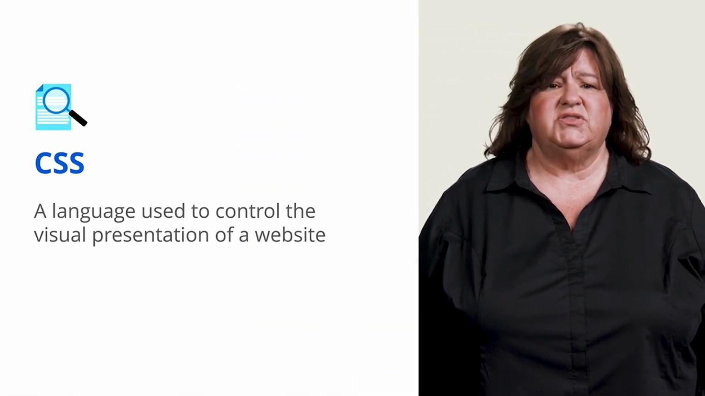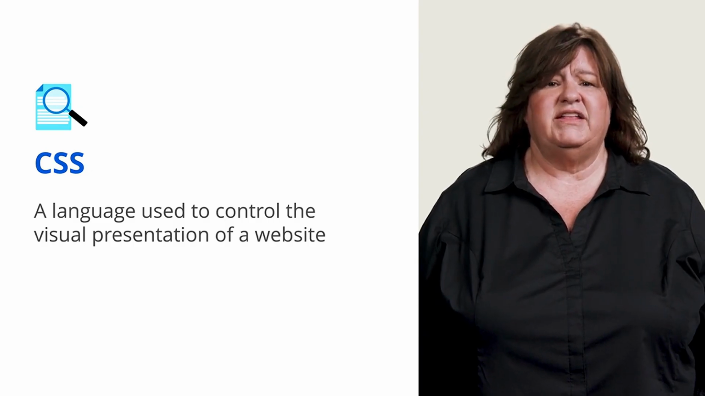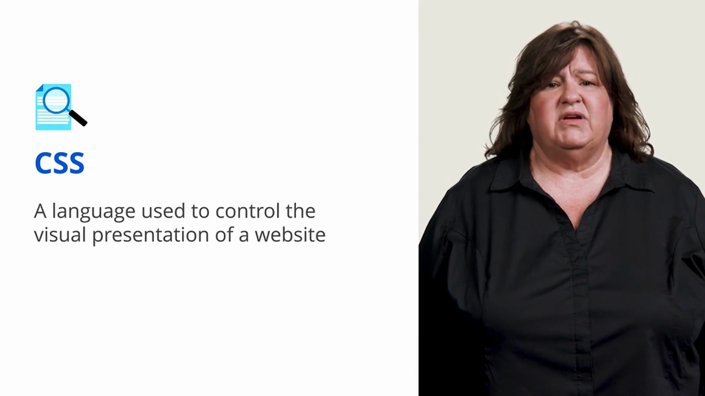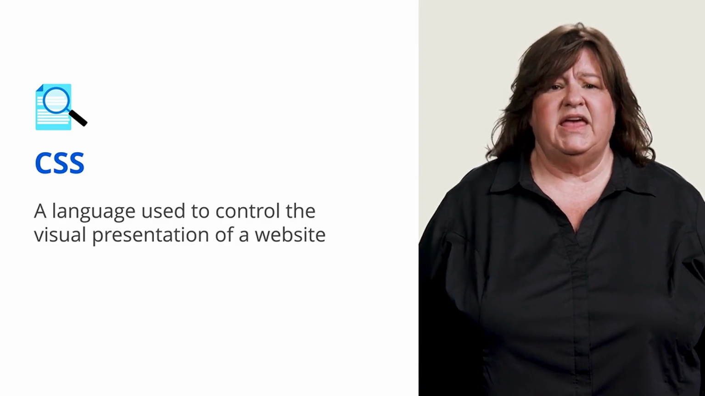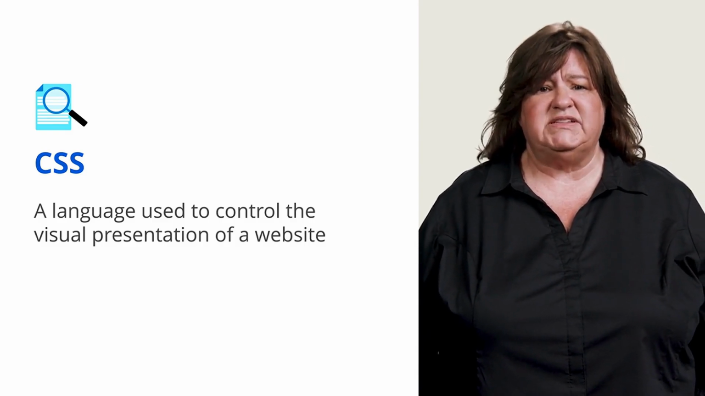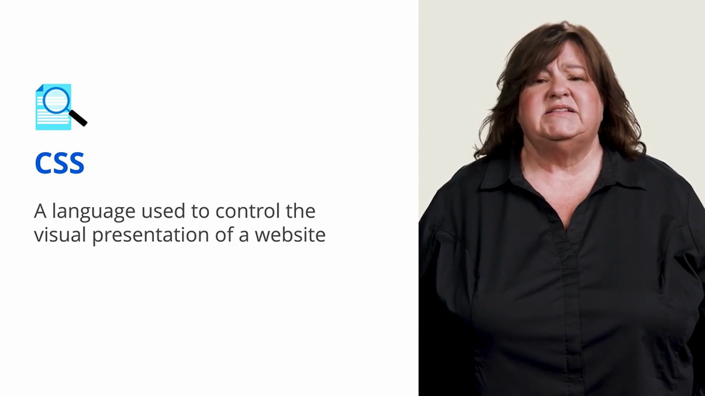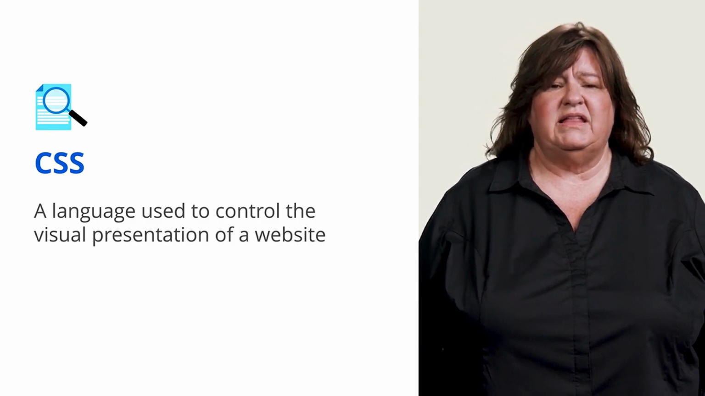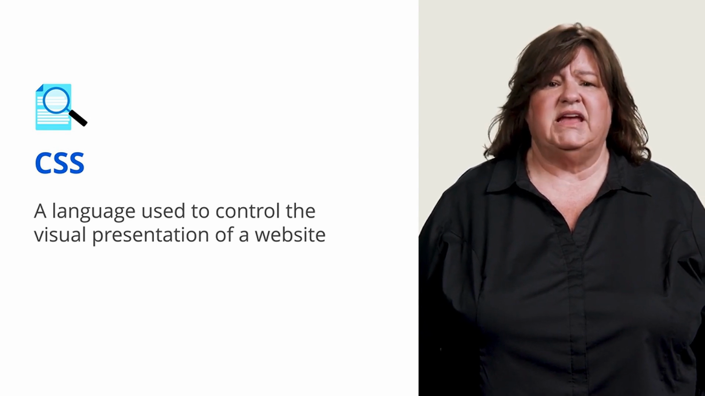Now that we've seen how web standards ensure a strong and accessible structure, let's move on to CSS, which is responsible for the style and visual design of the website. CSS ensures that the structure looks good and adapts visually to different devices. CSS, or cascading style sheets, is a language used to control the visual presentation of a website. CSS allows you to style HTML elements, controlling things like layout, colors, fonts, and spacing.